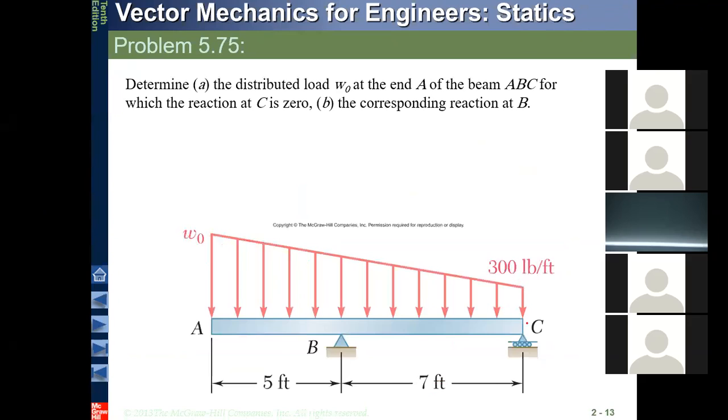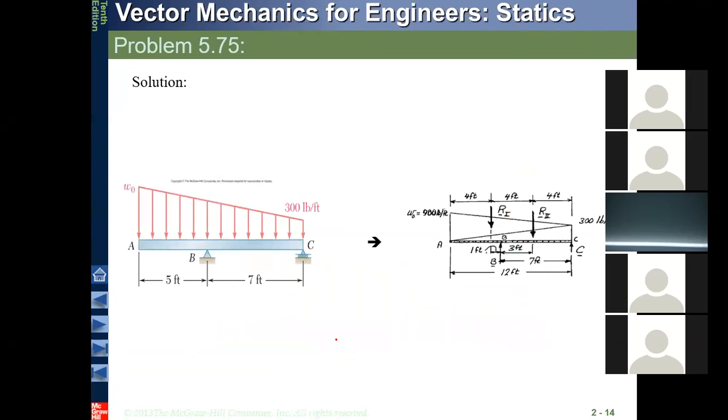So if you want the reaction at point C, which is actually just an RY here, you don't have any constraint in the X direction. If you want this to be 0, then what should be the amount of W naught? And you're also asked to calculate the reaction at point B.